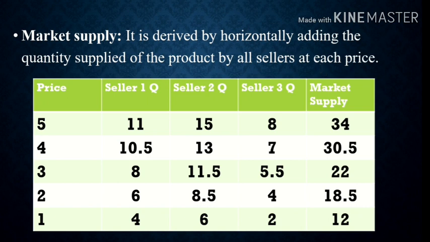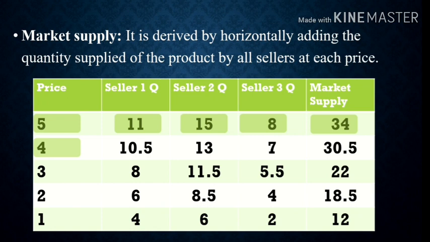ስለዚህ እነዚህን sum ስናደርግ we are going to get a market supply with a given price ማለት ነው። ስለዚህ ባጭሩ if we are talking in terms of a table የምናወራ ከሆነ, horizontally መደመር ነው። Okay, ለምሳሌ to begin with, still let's check price 5ን check እናድርግ። At price 5, seller 1 provides a quantity of 11, seller 2 a quantity of 15, and seller 3 a quantity of 8. Then summing 11 plus 15 plus 8 is going to give you 34.